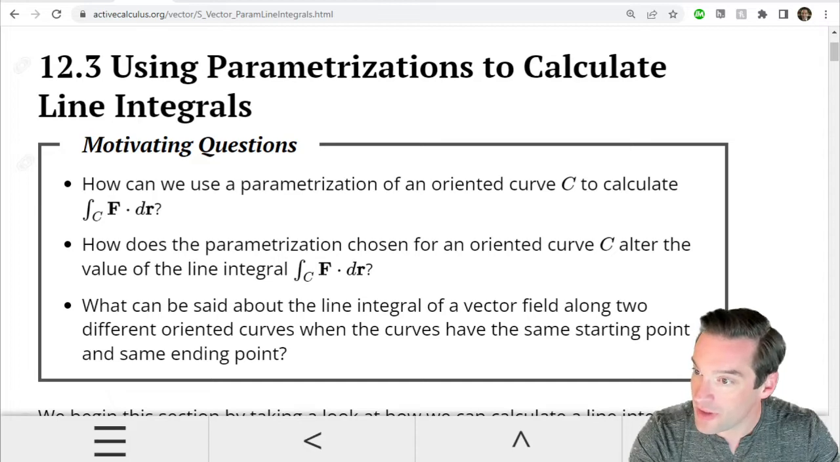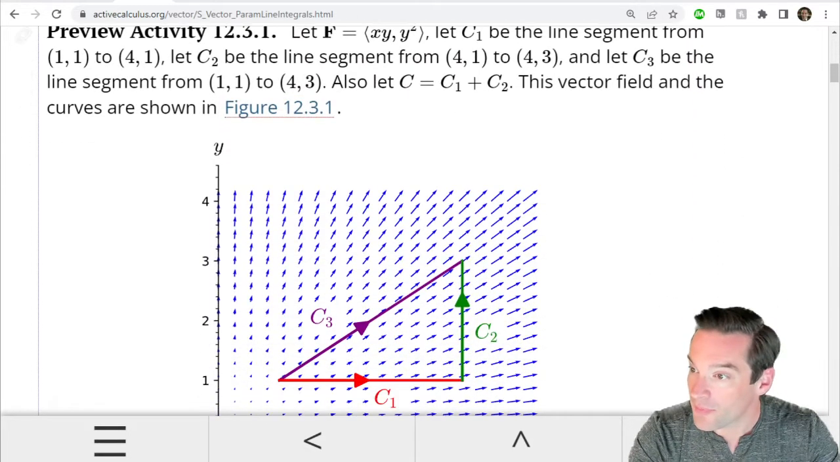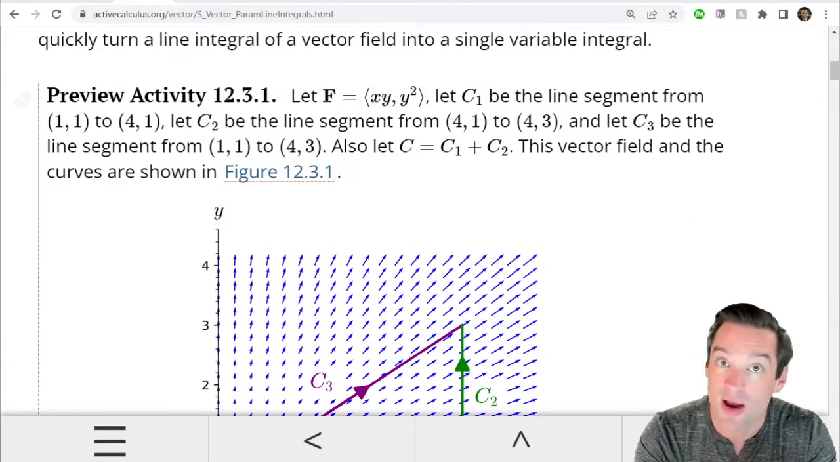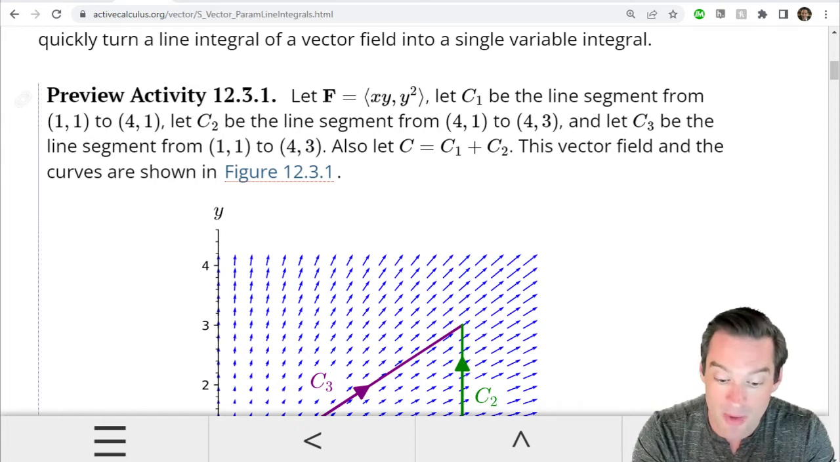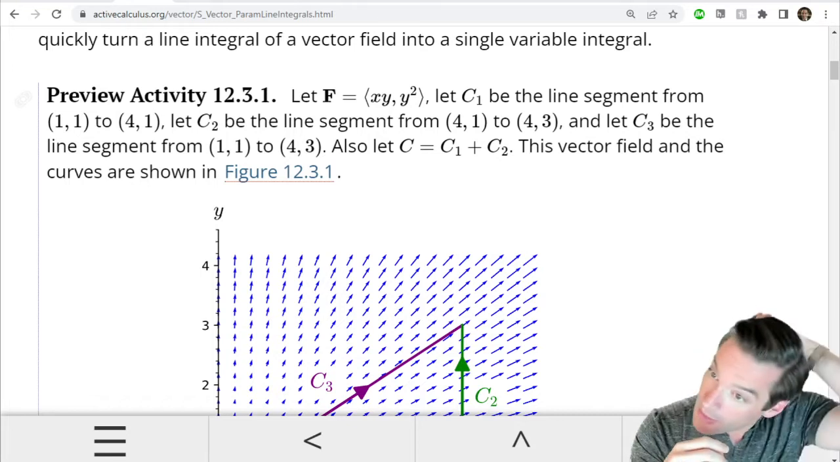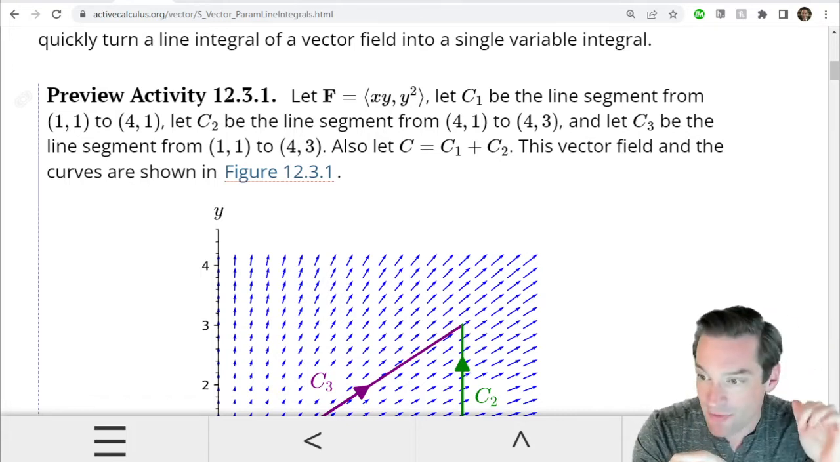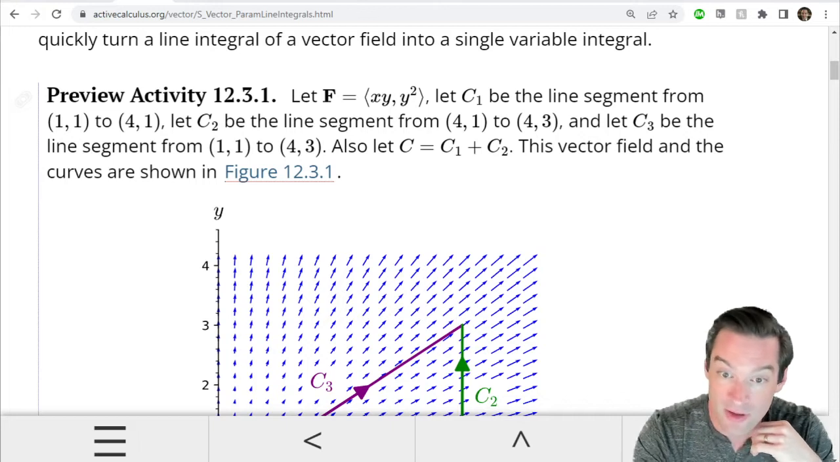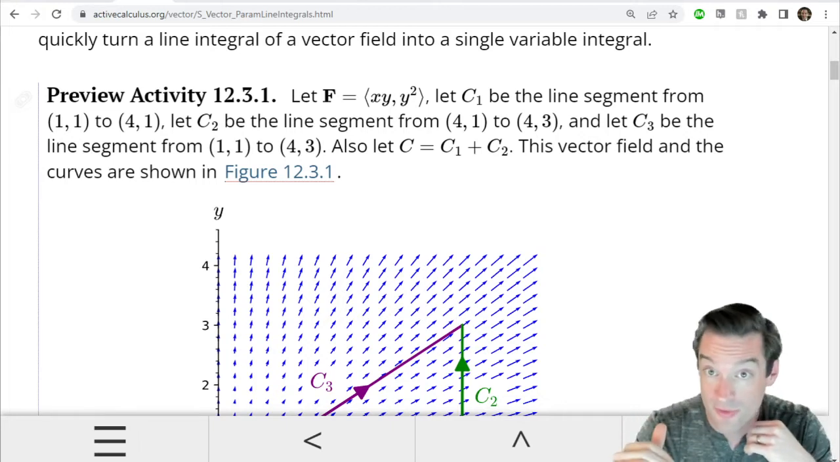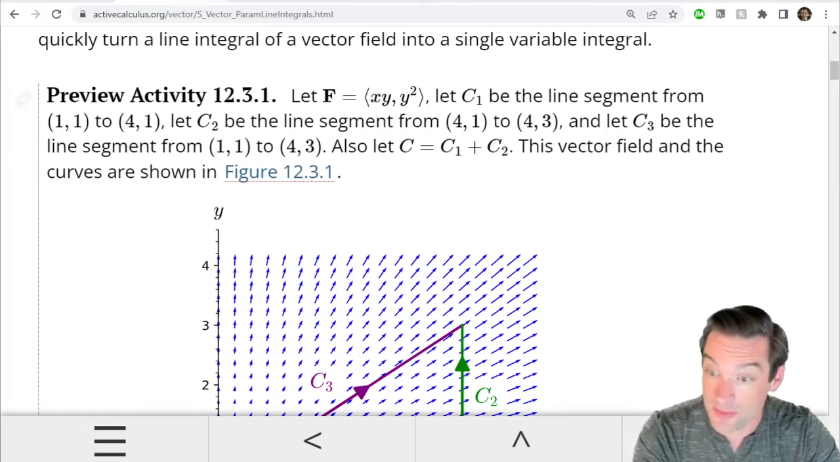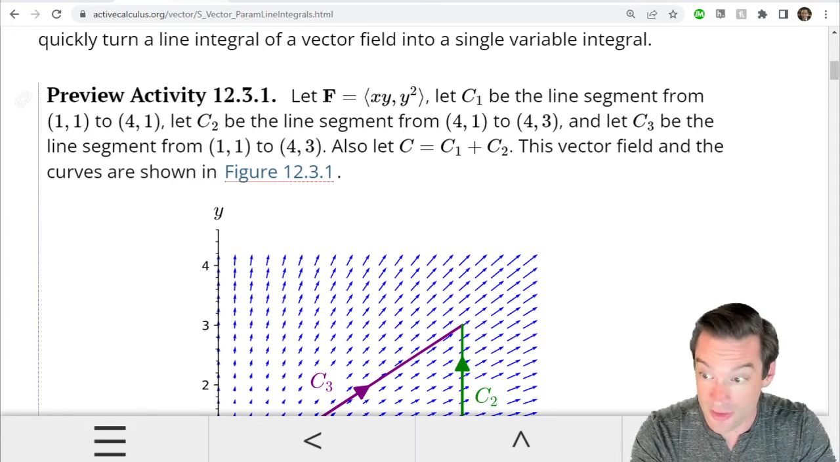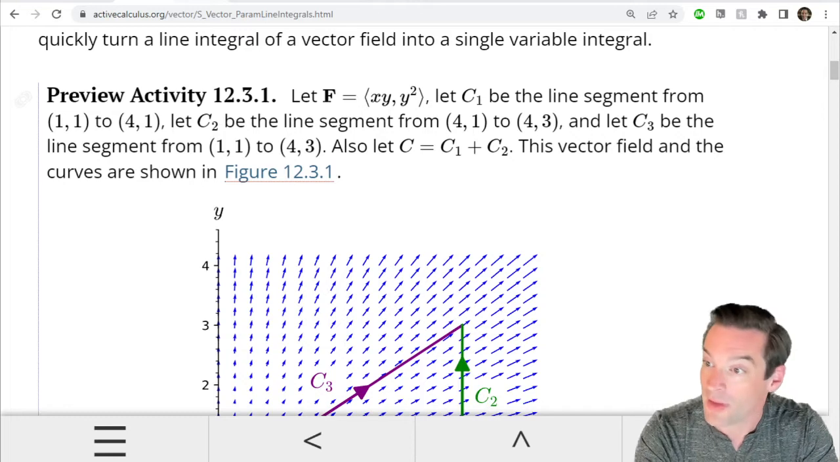The first activity in this section dissects the process of how we might come up with a way to use the parameterization of a curve to compute the value of a path integral. I originally planned to have you do parts of this activity, but I think we can just talk through this one together so that we have some time to practice the strategy that ultimately arises out of doing work this way.